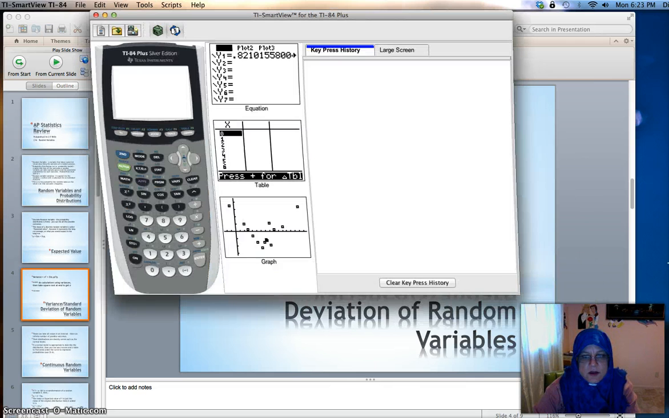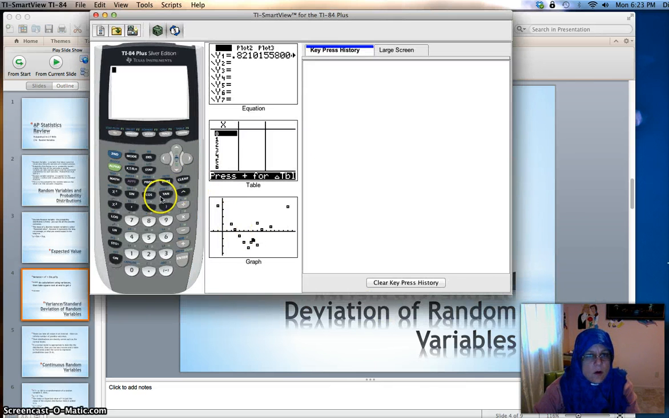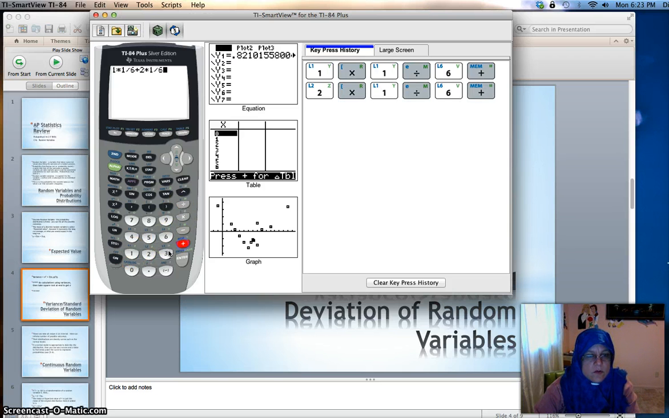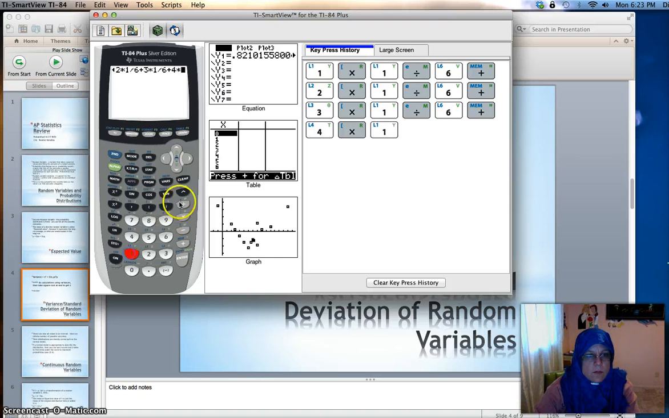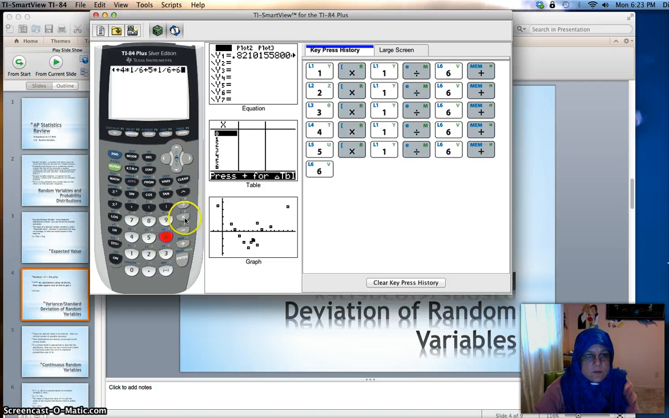So let's actually do that for our die. The expected value would be 1 times 1/6, plus 2 times 1/6, plus 3 times 1/6, plus 4 times 1/6, plus 5 times 1/6, plus 6 times 1/6.